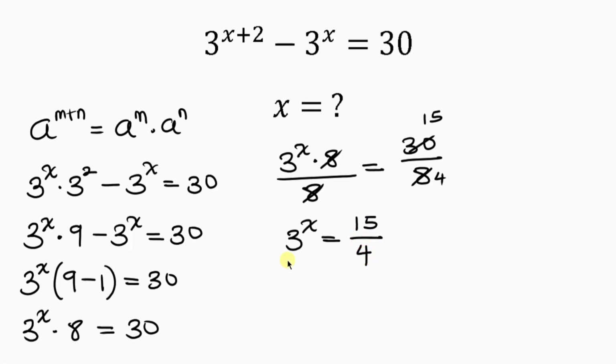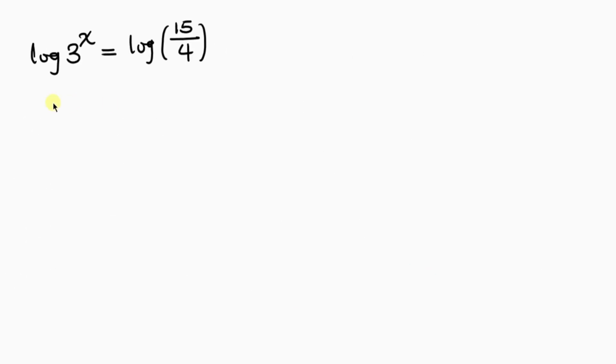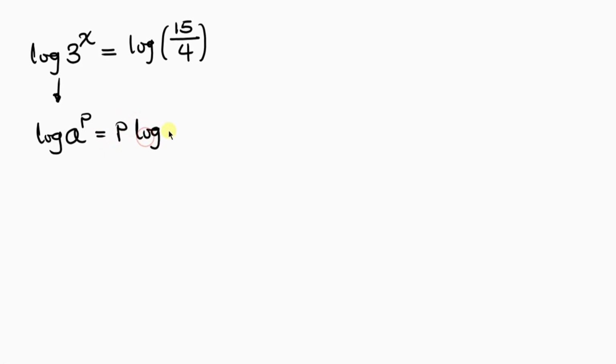Now our next step will be for us to take the log of both sides. So I'll take the log of 3^x. This is equal to, I'll also take the log of 15 all over 4. Now we apply the law of logarithm here. The law of logarithm that says when I have the log of a^p, this can be expressed as p log a.